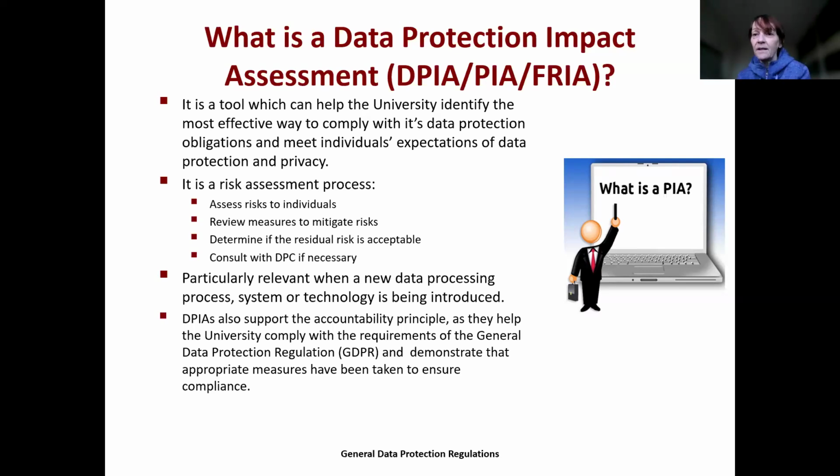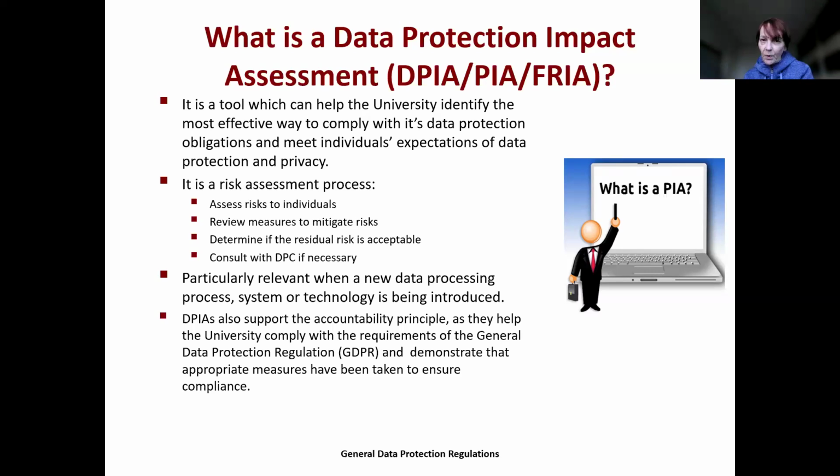And in 99% of cases, we will be able to put in measures that reduce the risk to an acceptable level. If we can't, there is an option to consult with the DPC and get their advice on it. And if they determine that the risks aren't acceptable, in a really limited number of situations, then the process or the system being looked at may not proceed. So it does go to that level, but very, very rarely.